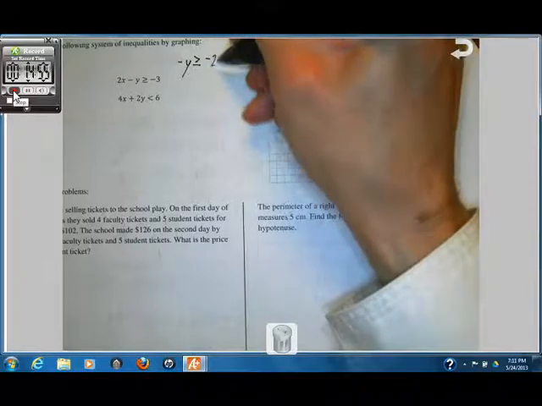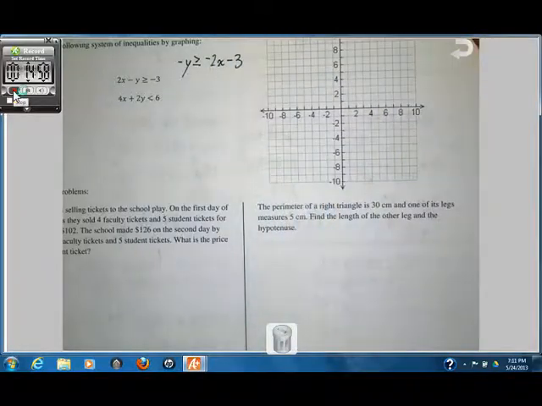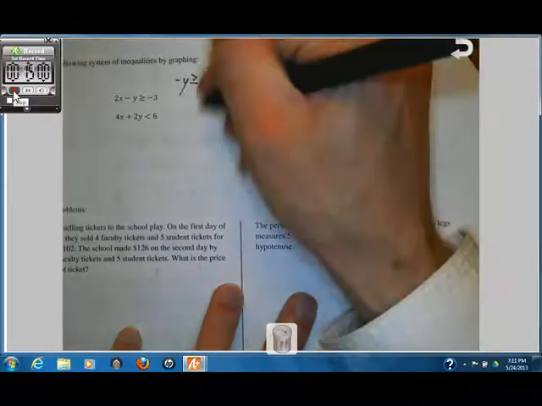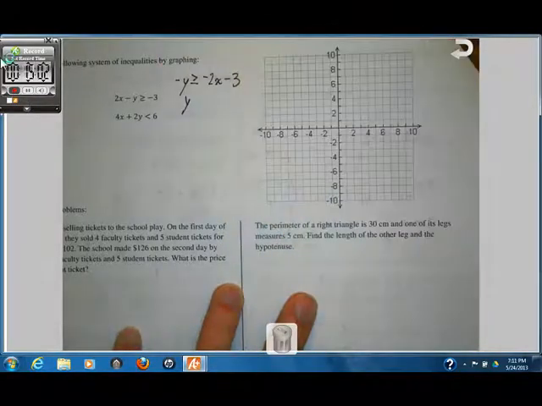So once you have that, it's a solid line and we're shading below. Now don't do your shading until you get both inequalities on the map, otherwise you will totally screw this up.